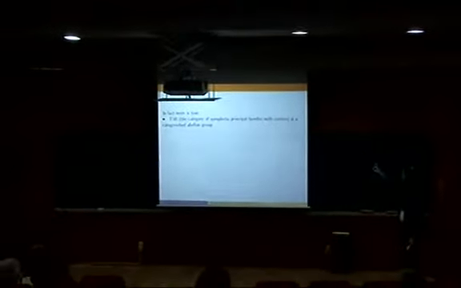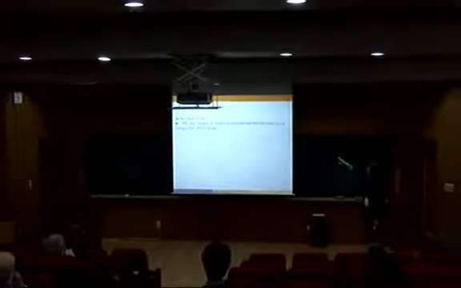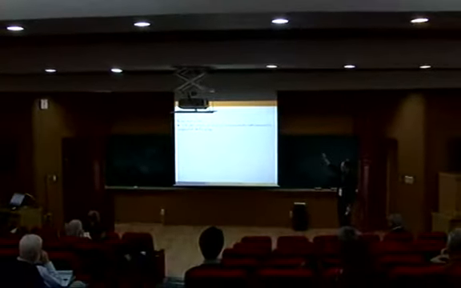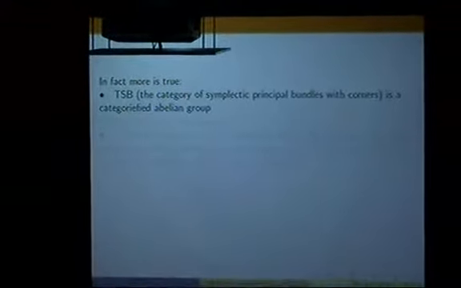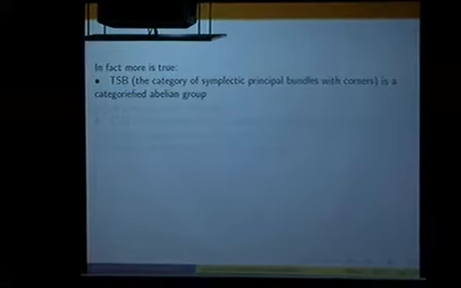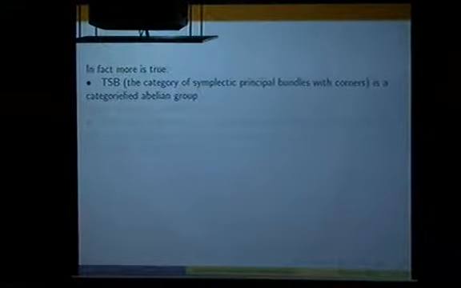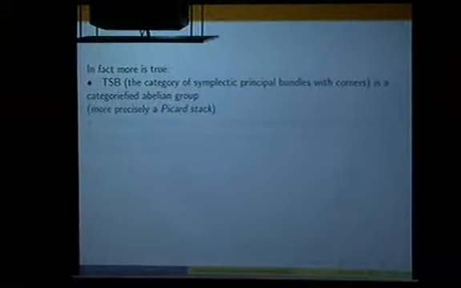Sorry, in which category? This one? So equivariant maps. Equivariant maps preserve the symplectic form. Sorry? It's not quite a group because multiplication is not associative. It's associative up to isomorphism. So here's what's going on.